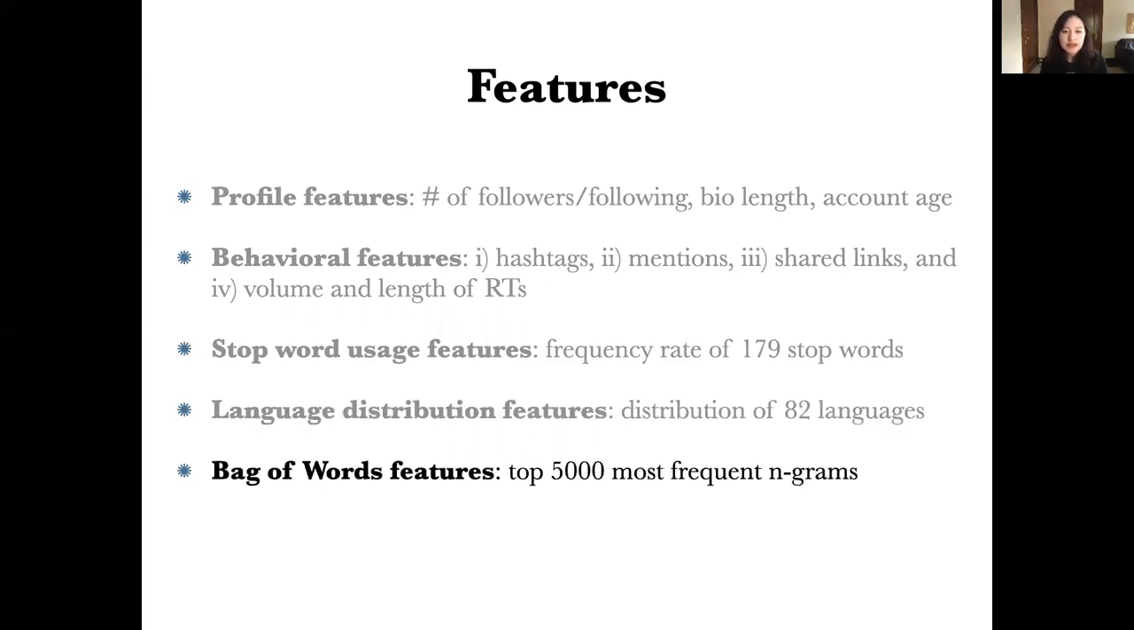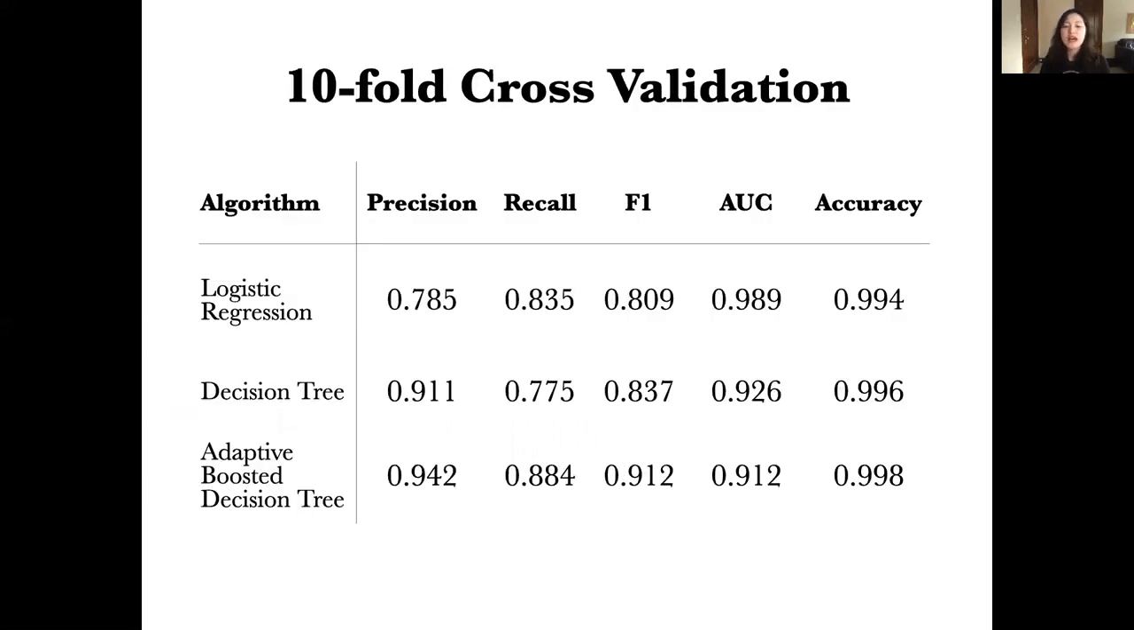And last but not least is the bag of words features. In short, these are the top 5,000 most frequent n-grams of the corpus of Russian troll and control accounts' tweets. So combining all of these features and training on the data set that I explained, we built 3 types of machine learning classifiers: logistic regression, decision tree, and an adaptive boosted decision tree.